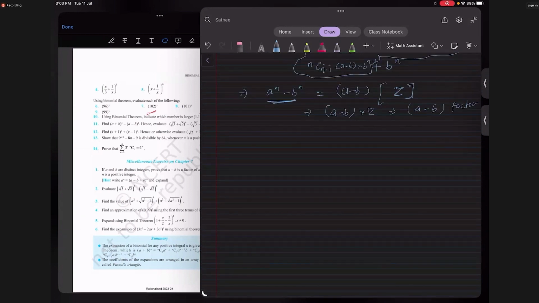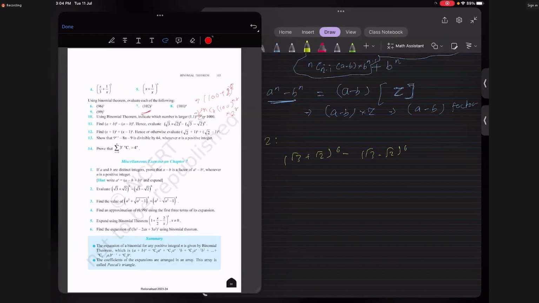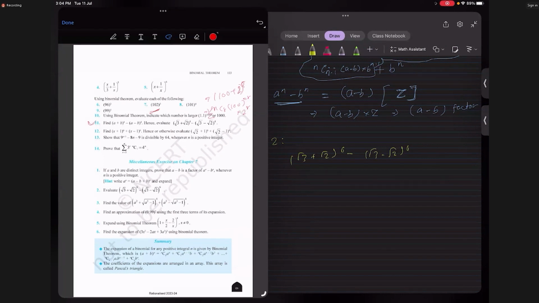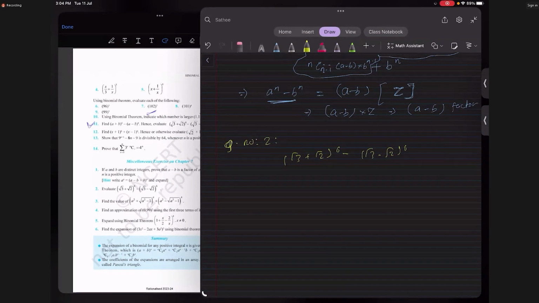Okay, so if we see the next question, that is question number 2. Root 3 plus root 2 to the power 6 minus root 3 minus root 2 to the power 6. We had evaluated this part above, in question number 11 as well. The only difference is that the exponent is 6, whereas the exponent there was 4. So there would be only one additional term, and you can do this by the above method.